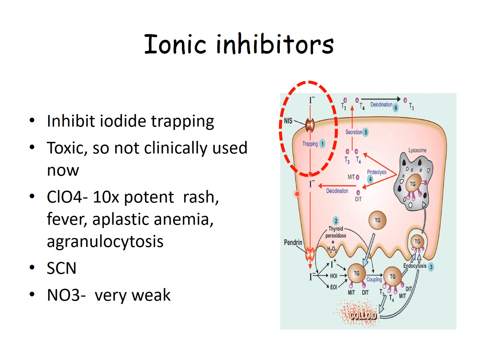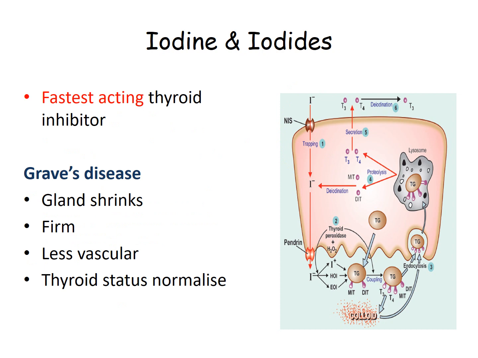Okay. They are potent, with rashes, fever, aplastic anemia, and agranulocytosis. So it is very dangerous to use ionic inhibitors. We are not using them clinically, but in laboratory situations for making hypothyroidism in animals we use ionic inhibitors. Next one is iodine or iodides.